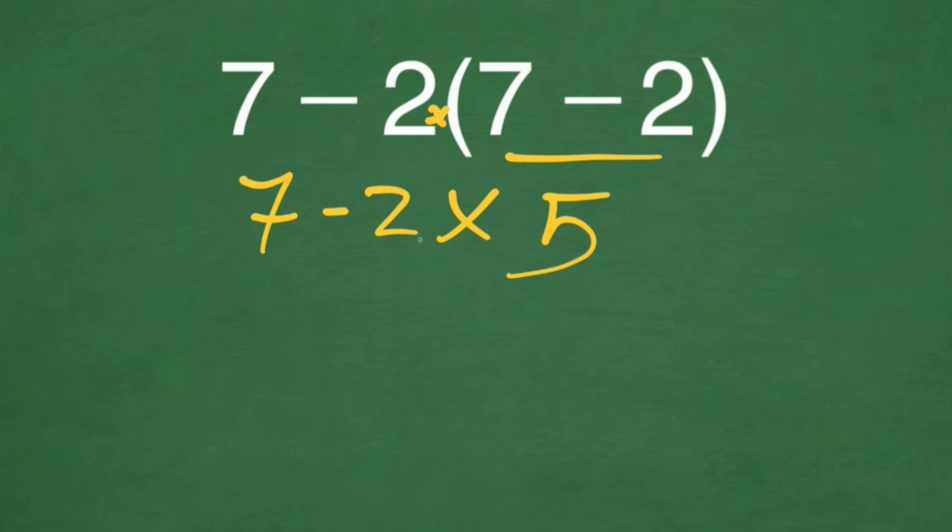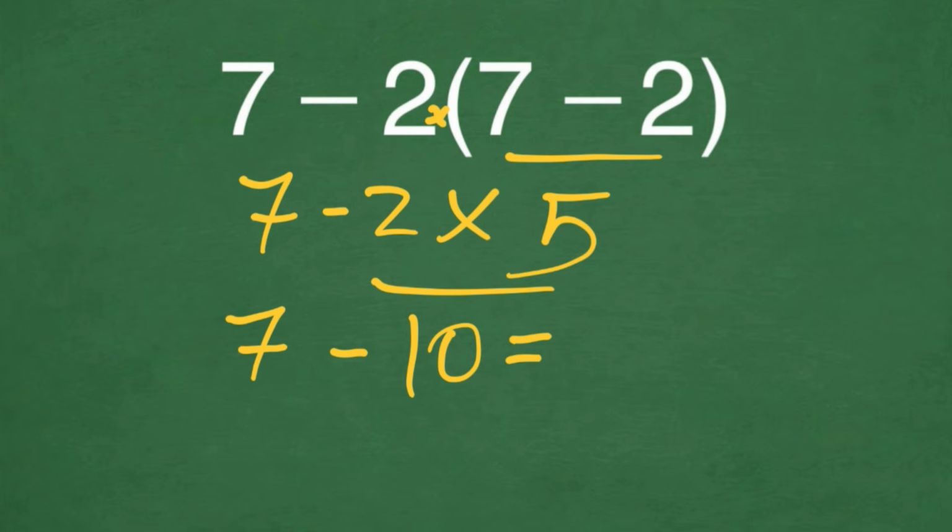So here we have a multiplication and subtraction. So according to the rule, we have to do the multiplication before the subtraction because clearly multiplication has a higher priority than subtraction. So 2 times 5 gives us 10. And the problem becomes 7 minus 10, which gives us negative 3. So the correct answer to this question is negative 3.